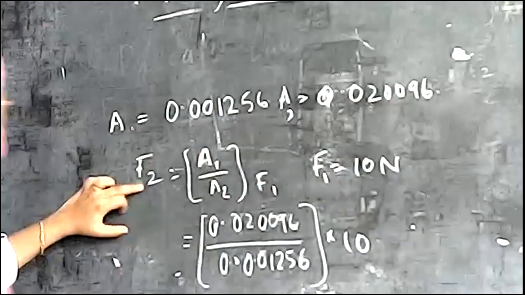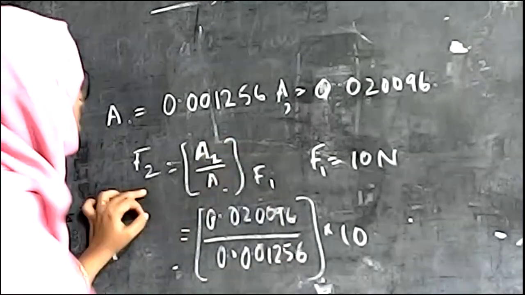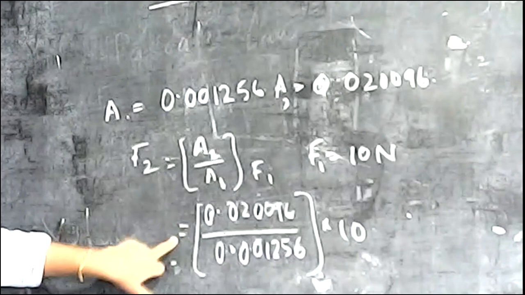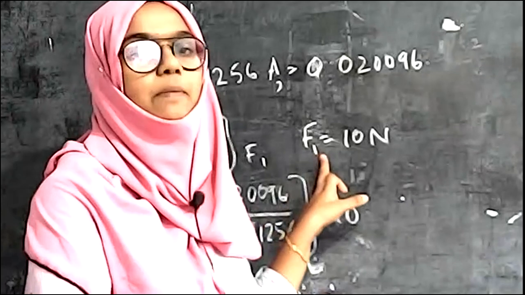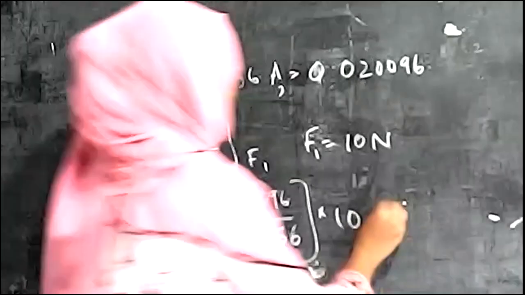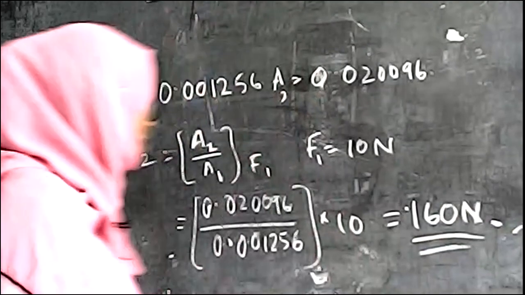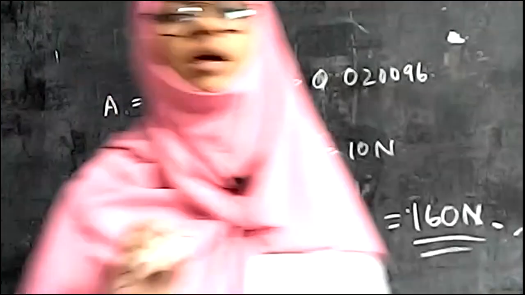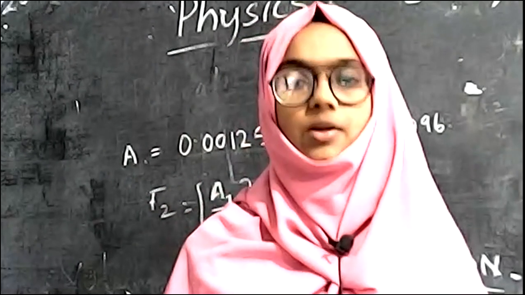We apply F2 is equal to A2 divided by A1 into F1. Putting those two values in this equation and multiplying with the applied force F1 equal to 10 Newton, we got that the answer is 160 Newton. So F2 here is 160 Newton. The applied force F1 is 10 Newton and the experienced force F2 is 160 Newton.